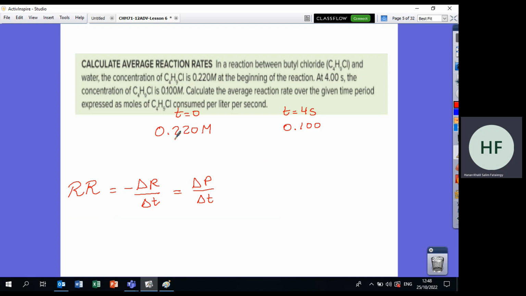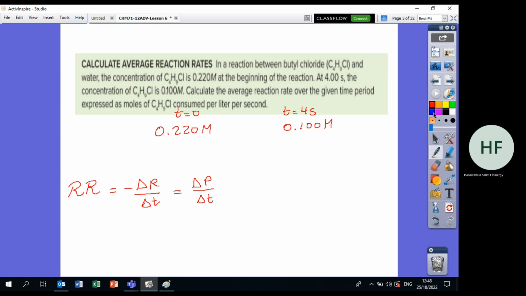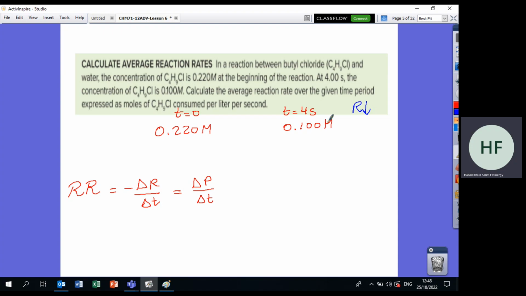I don't know whether this amount is a reactant or a product. Can you figure out if this is a reactant or a product? Of course, anything that decreases is a reactant. So this one is decreasing from 0.220 to 0.100, so it's a reactant. So I'm going to use this: RR equals minus delta R over delta T.